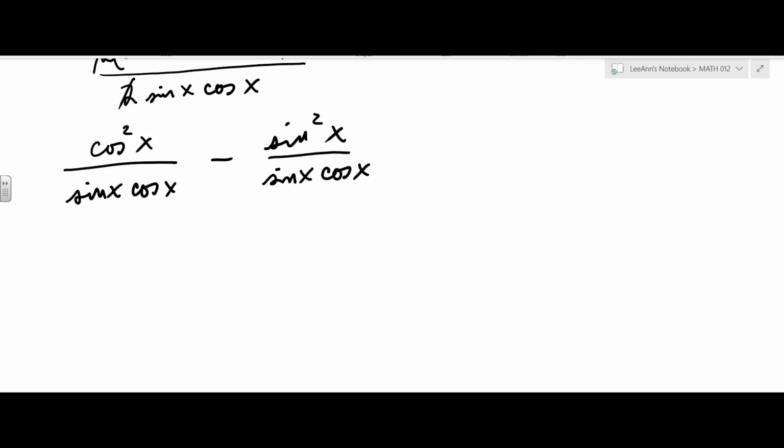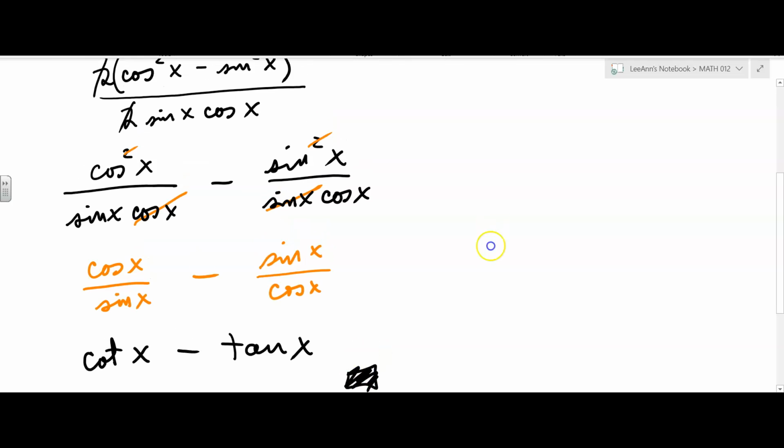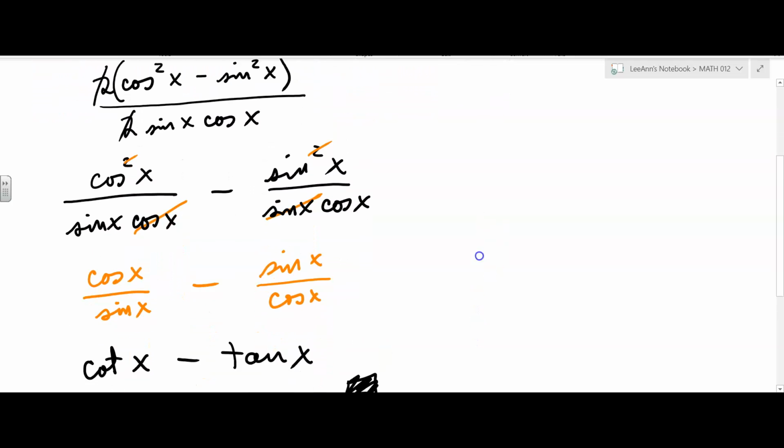Now one of the cosines is going to cancel with one of those, giving me cosine x over sine x. And then the sine in the denominator is canceling with one in the numerator, minus sine x over cosine x. And then those should look like a cotangent x here and a tangent x here. So I get cotangent x minus tangent x. That's what I wanted. And it's all done. It's scrolled off, but there it is, cotangent x minus tangent x.